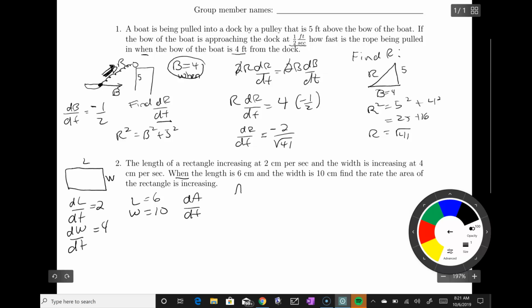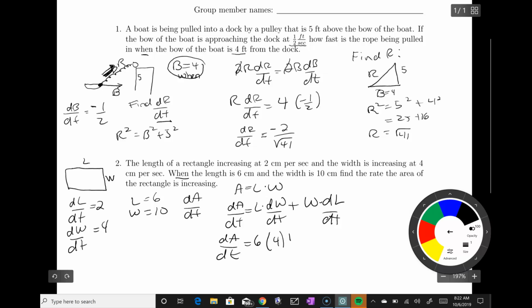So I know that the area of a rectangle is length times width. So I know I need to use product rule when taking the derivative here. So first d second plus second d first. So now I'm ready to just go plug everything in. So dA over dt will be 6 times 4 plus w, which is 10 times 2, so 24 plus 20, so 44.